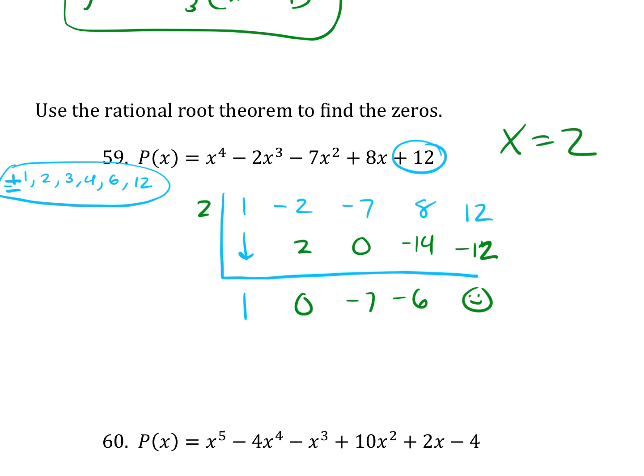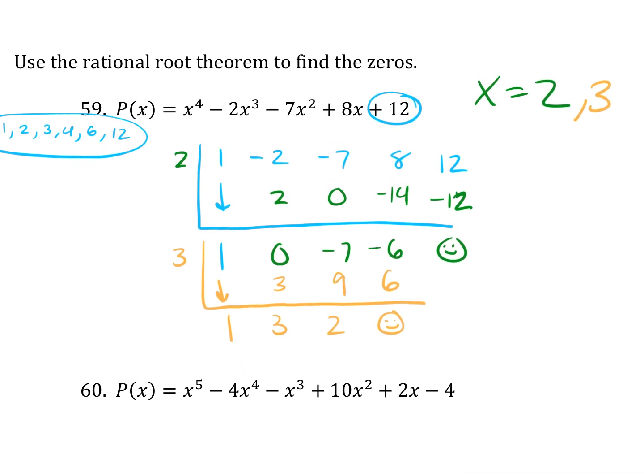Not always. Now we want to use our answers that we just found and do it again. So I'm going to drop down the 1. What do you want to try next? Sure, we can try 3. So 3, 9, this would be 2, 6. Does 3 work? Yes.